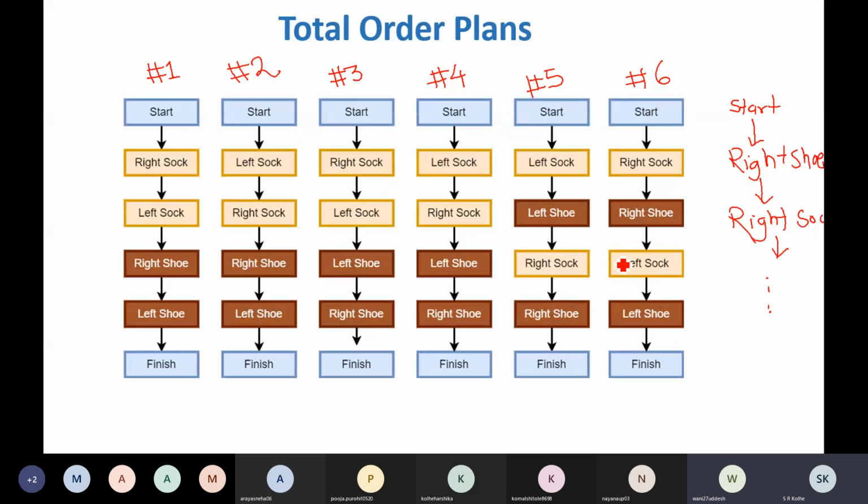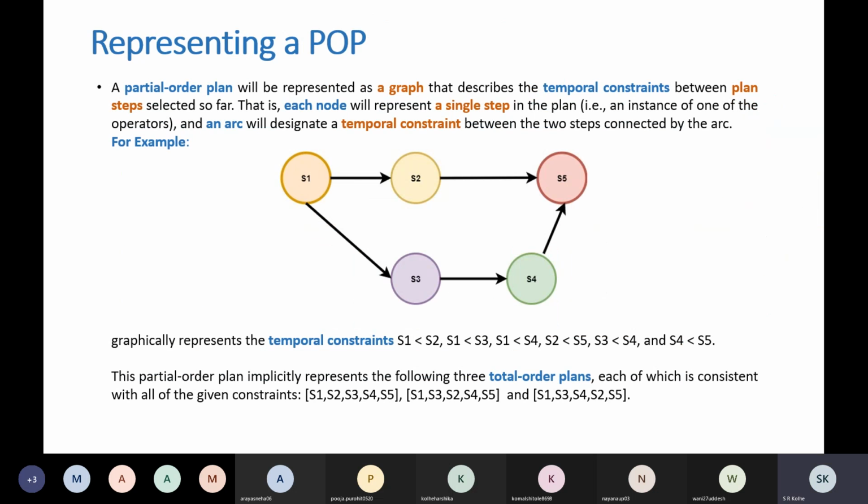Because we were first sock. Right, because always we have to wear socks first and then shoes. So we cannot wear the shoe first and then the sock. That cannot be done, so it's not valid. So only the valid 6 totally ordered plans will be the result of that particular plan.